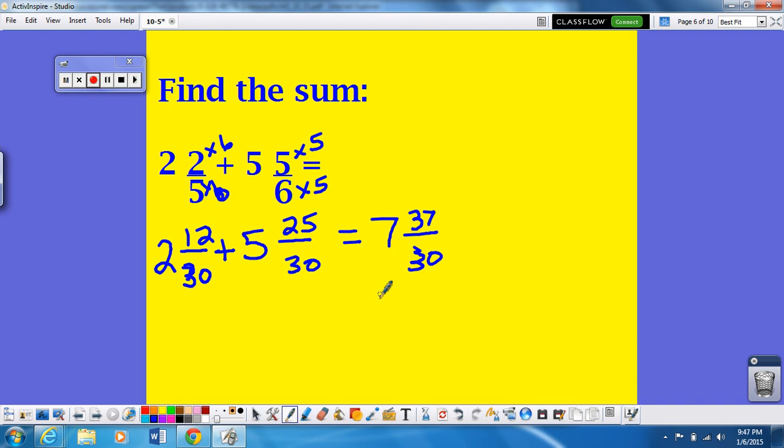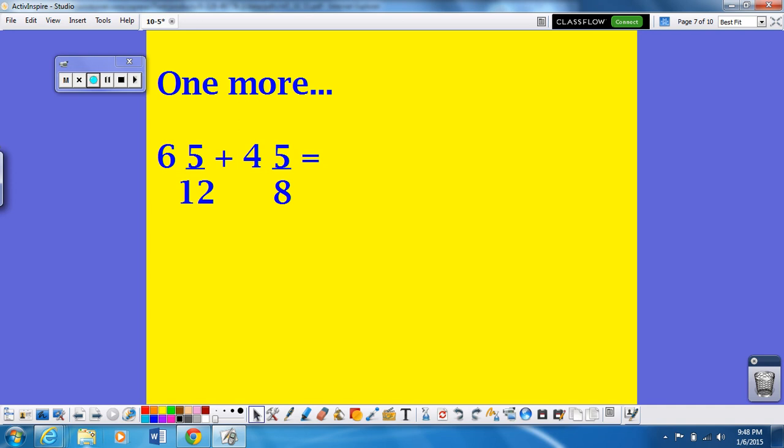No. This is an improper fraction, so let's go below and see what it equals. Brought down my 7. 37/30. 30 goes into 37 one time with 7 left over, and your denominator's 30. So now we can get our final answer. 7 plus 1 is 8, and 7/30. So 2 2/5 plus 5 5/6 equals 8 7/30. And I know I'm completely reduced to simplest form because 7 is a prime number. Can't go any further. All right, let's do another one.